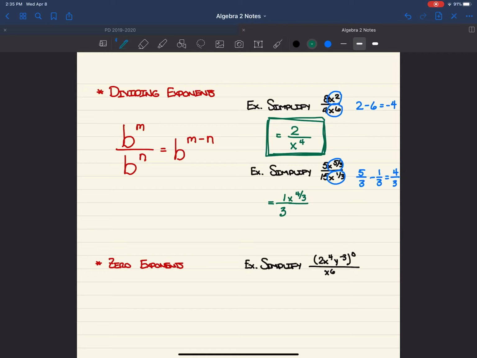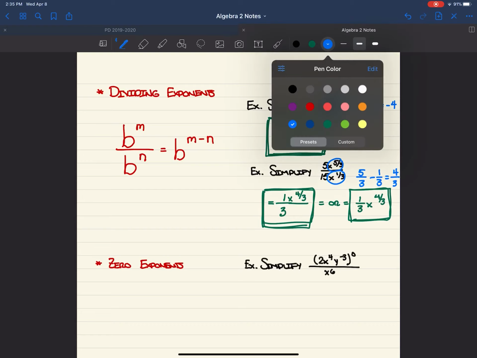I could write that like what I have there, or you could write this as 1/3 x to the 4/3 power. I would accept either of these as proper or correct answers to this example. So there's our fifth property of exponents.